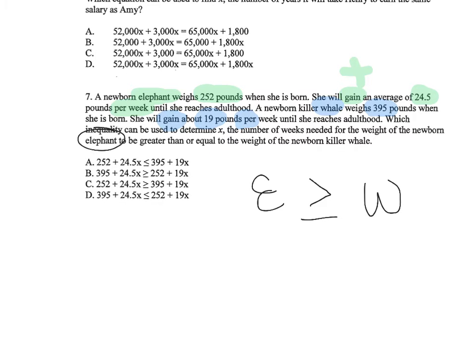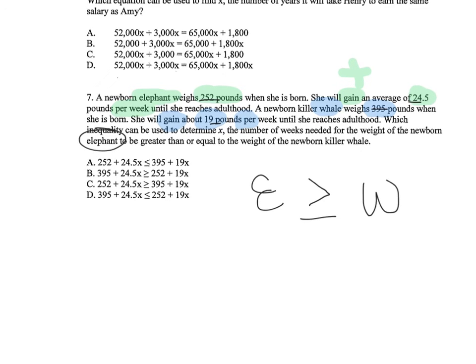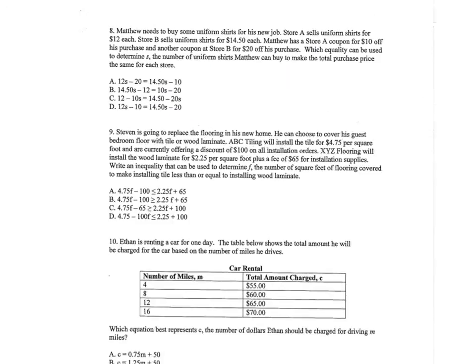So when you're looking at your answer choices, you need to make sure the numbers that are paired up in the story are paired up on the correct side of the inequality sign, and then make sure your final inequality sign matches. 7.